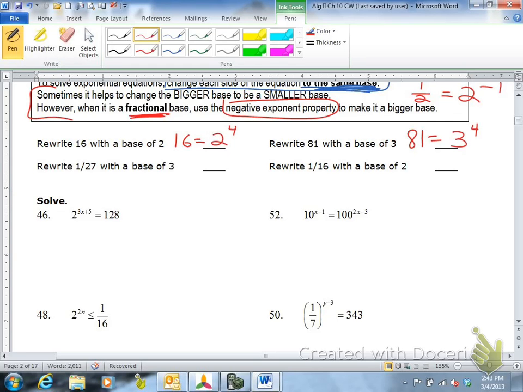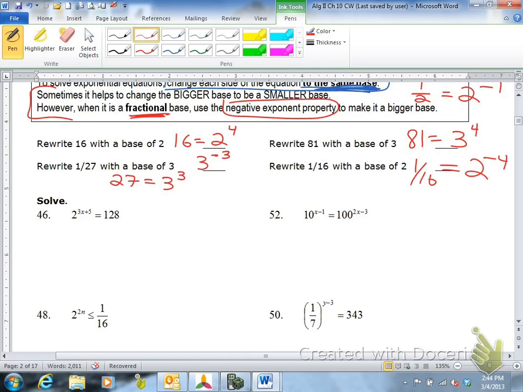The next one, you have a fractional base. So 1/27 with a base of 3. If it were just 27, that would be 3 to the third. But if it's a fraction, it would be 3 to the negative third. Pause this video and see if you could do the next one. So that's the answer. 1/16 equals 2 to the negative 4.